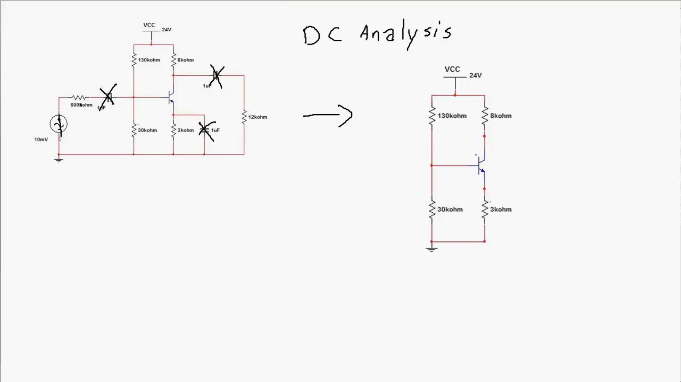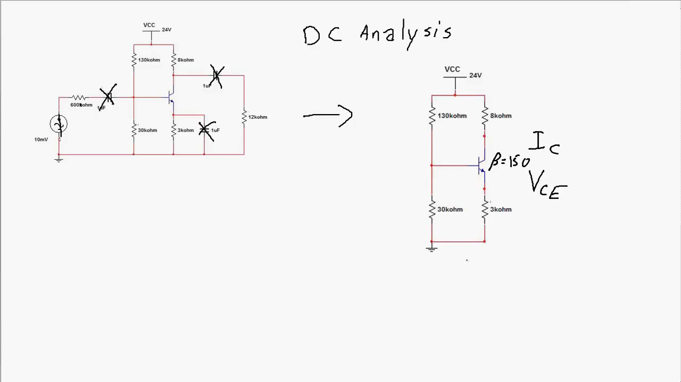Now that I've got just the DC circuit, I can do the DC analysis on the circuit, and that's going to involve finding the operating point. So I want to find what my collector current is, and I want to find what my collector emitter voltage is. Now I didn't declare what this beta was, but let's say we found this transistor has a beta of 150.